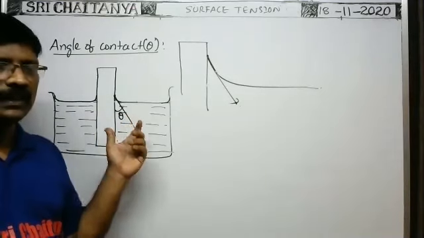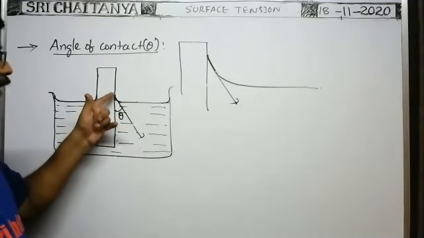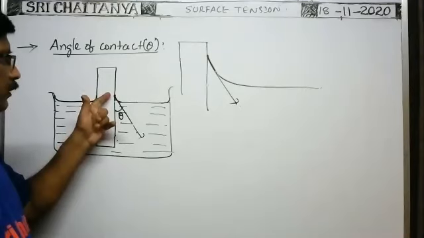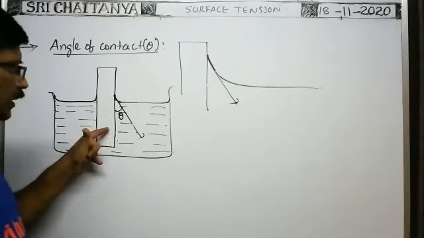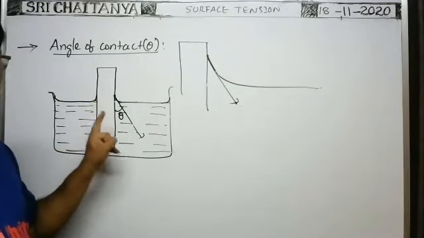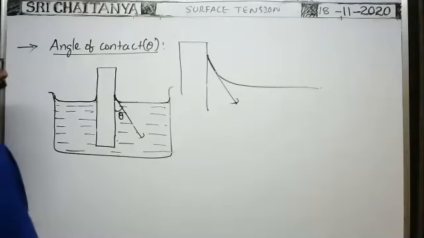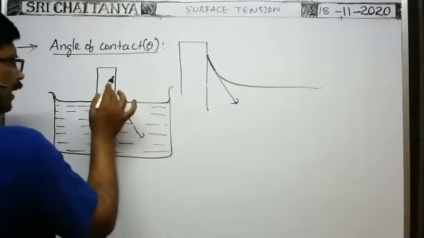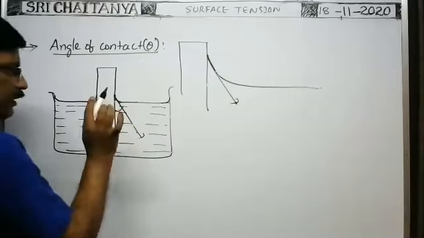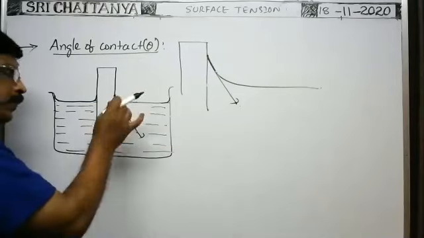The angle made by the tangent drawn at the point of contact of the liquid surface with the solid, with the surface of the solid inside the liquid, that is called the angle of contact. Based on the nature of the liquid and the nature of the solid, the angle of contact depends, and the temperature also, and impurities also.